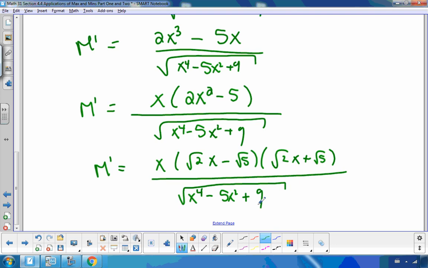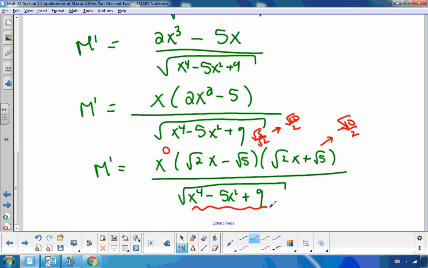Okay, in looking at this, I want to come up with my critical values. So that would be in the numerator. So 0, and then this would be root 5 over root 2, which rationalizing my denominator would be root 10 over 2. And this would just be the opposite, which is negative root 10 over 2. Now in the denominator, I can't square root a negative, so this has to be positive. And actually, if you enter this into your calculator, you will see that it has no real roots. So it is a parabola that opens up and it has no x-intercepts. So it has no critical value in the denominator.